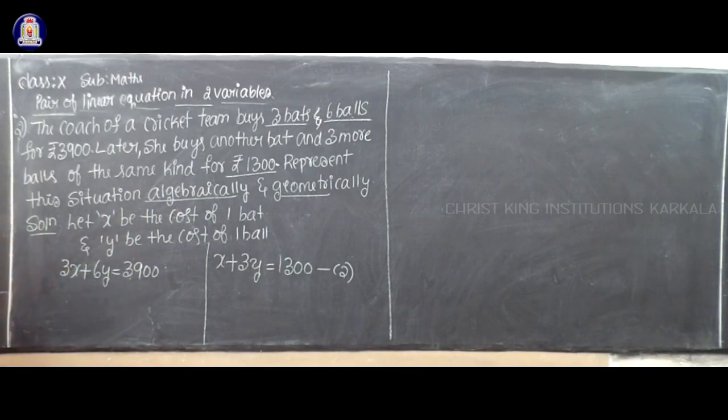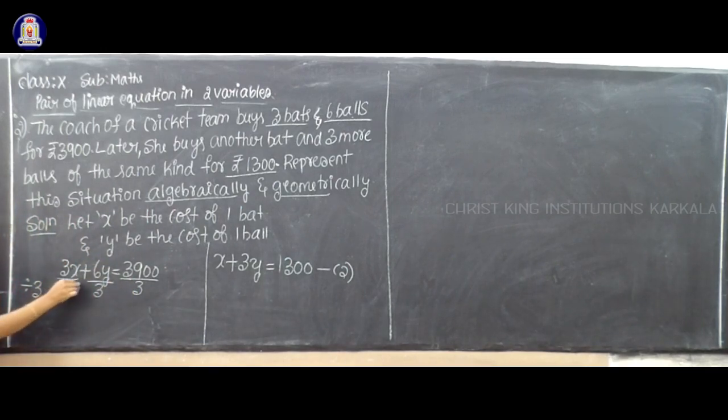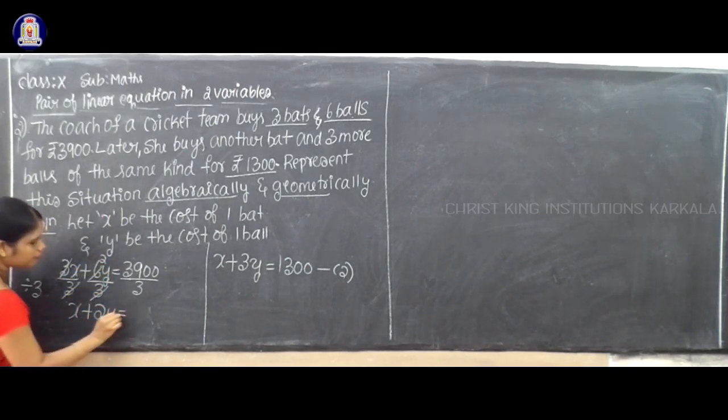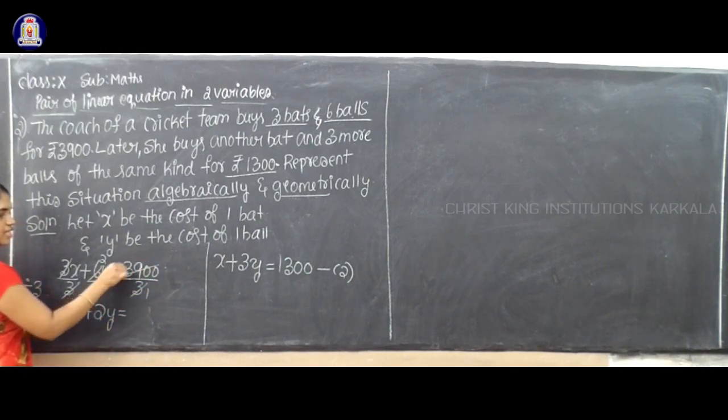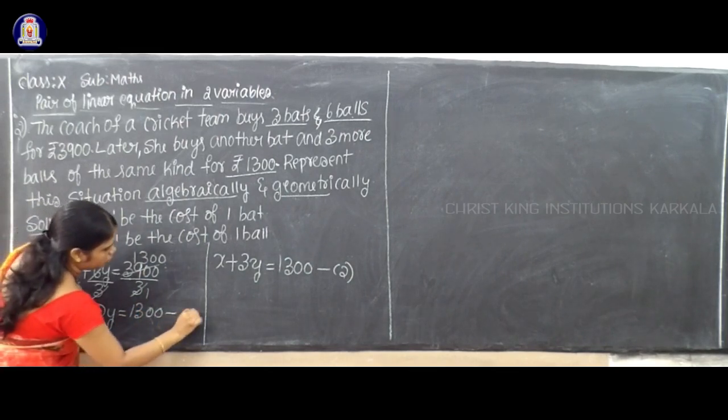Okay, so in equation 1, can you observe here 3, 6, 3,900? Can I simplify it further? Can I divide this equation by 3? Yes, because 3 is common here, so I will divide this equation by 3. So 3x by 3, 6y by 3, 3,900 by 3. The 3 and 3 cancel, so we will get x plus 2y equal to 1,300. So this is equation 1 I will consider.